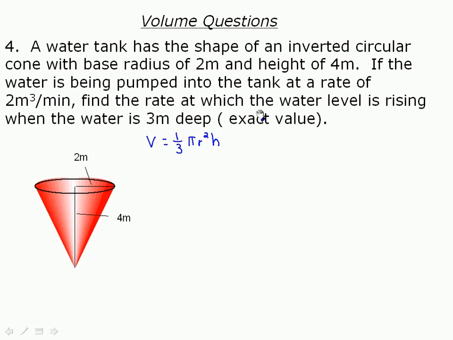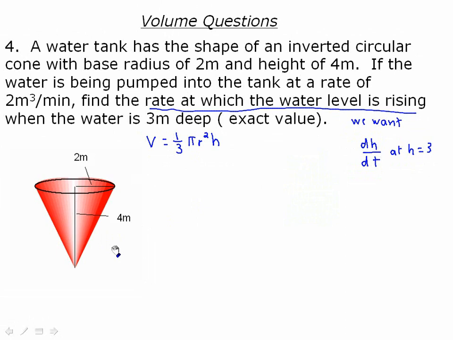In fact, as you read on the question, you'll see that we want to find the rate at which the water level is rising when the water is 3 meters deep. So we want, ultimately, dh/dt, specifically at h is equal to 3. So when the height is 3 meters exactly.